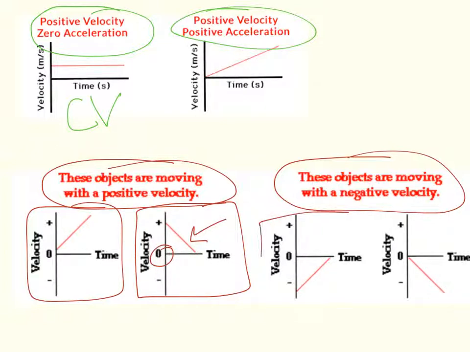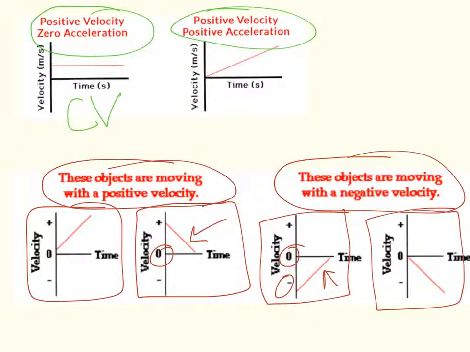In this graph, the object again is slowing down. The velocity is getting closer and closer to zero, but it's in the negative direction, meaning toward the origin. And this graph shows an object that is speeding up in the negative direction, or toward the origin. So the velocity is increasing, but in the negative direction.